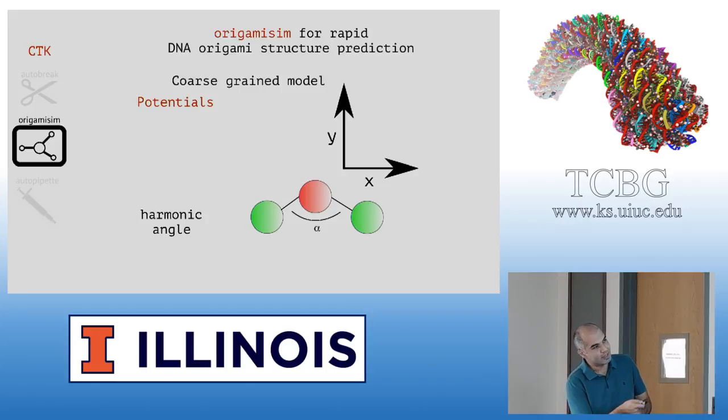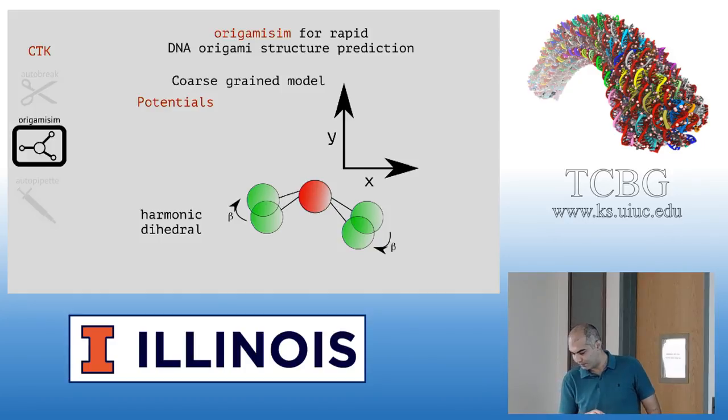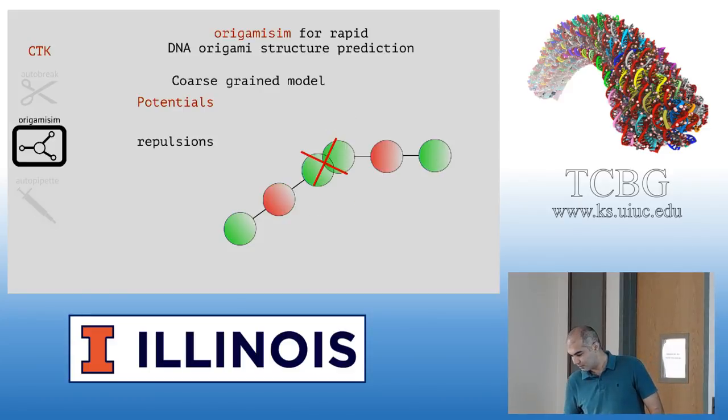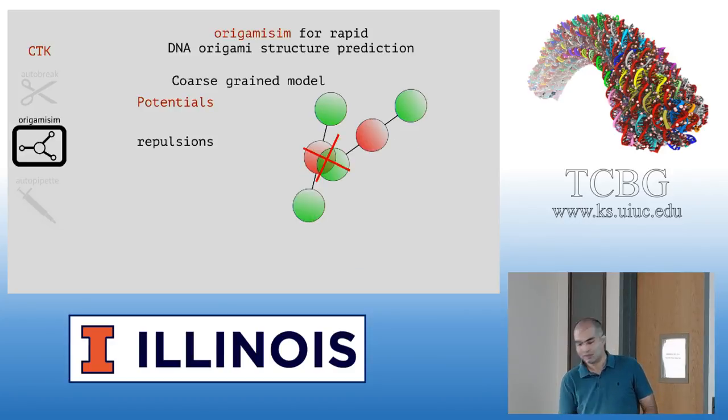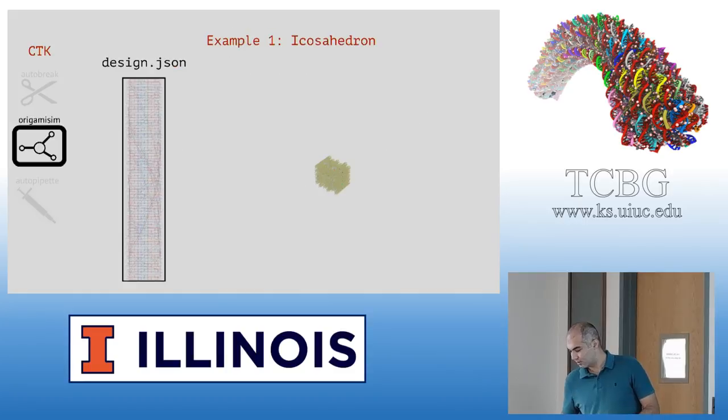So if you look from the xy, from the top view, you need the angle term to keep it in place. You also need the diagonals. And we also don't want any clashes, so we have repulsion terms involved. So we don't want this to happen.